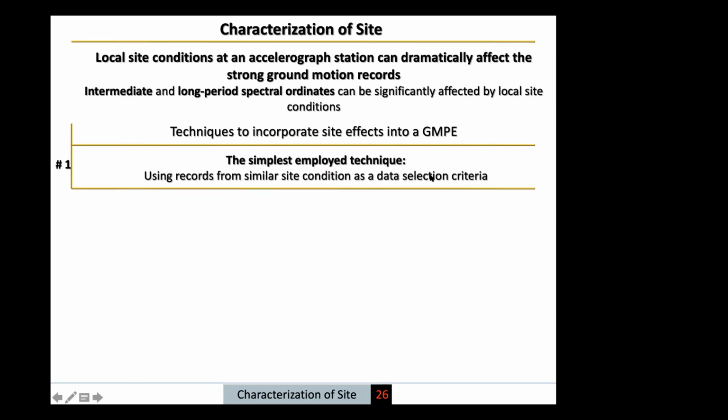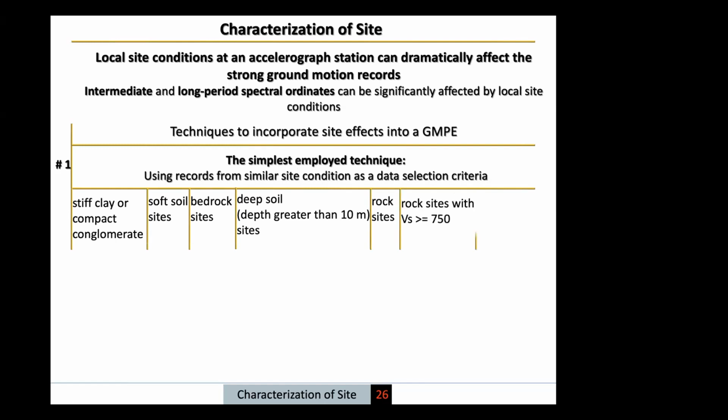So if you remember, we discussed different data selection criteria. And one way to incorporate site effect into a GMPE is to adopt a data selection criteria based on site condition. So different types of site conditions can be categorized. For example, we can consider a stiff clay, we can consider soft soil sites or bedrock sites or deep soil sites or rock sites or rocks with VS values of more than 750 or basement rock sites.